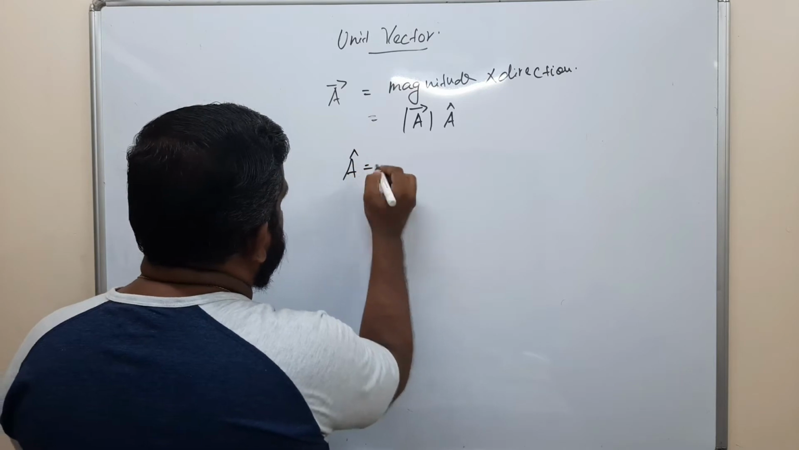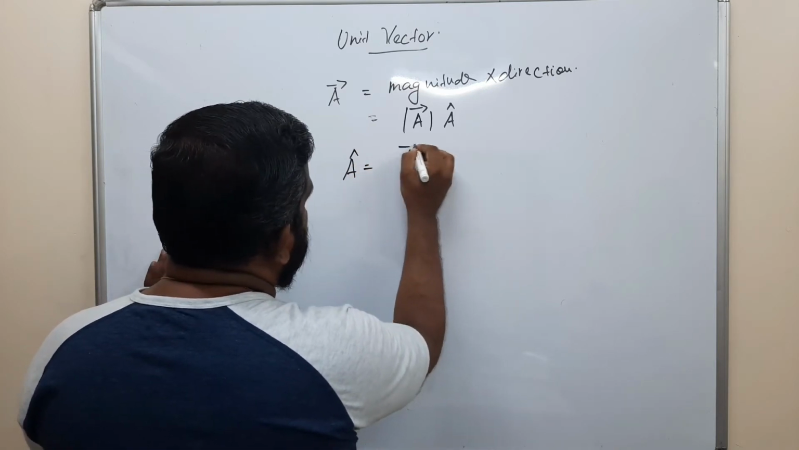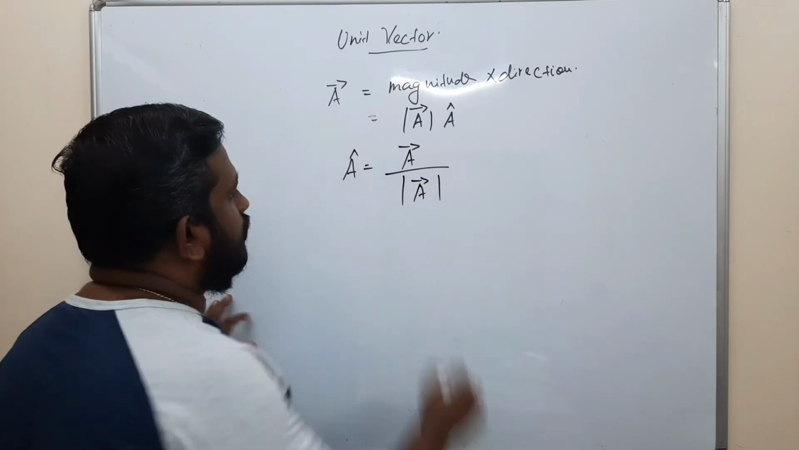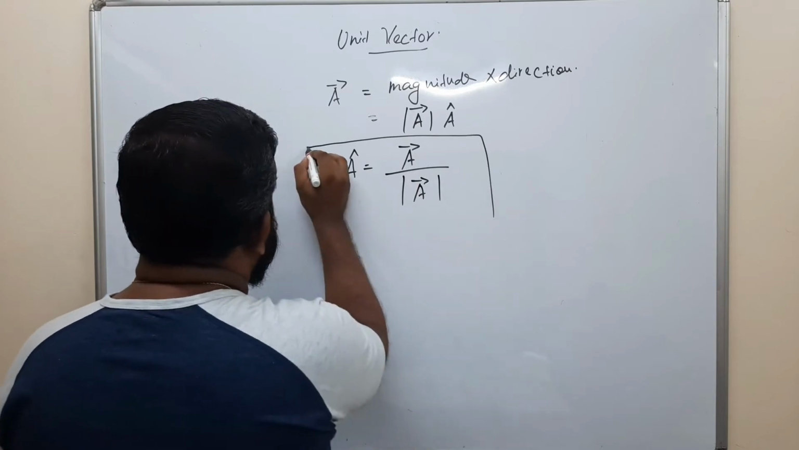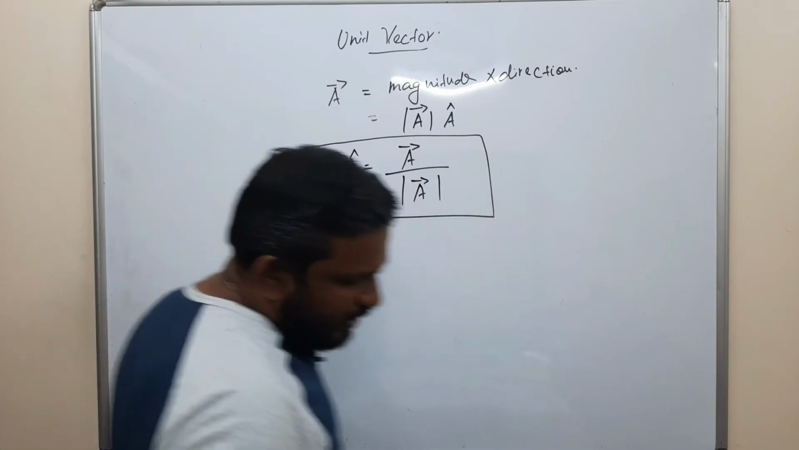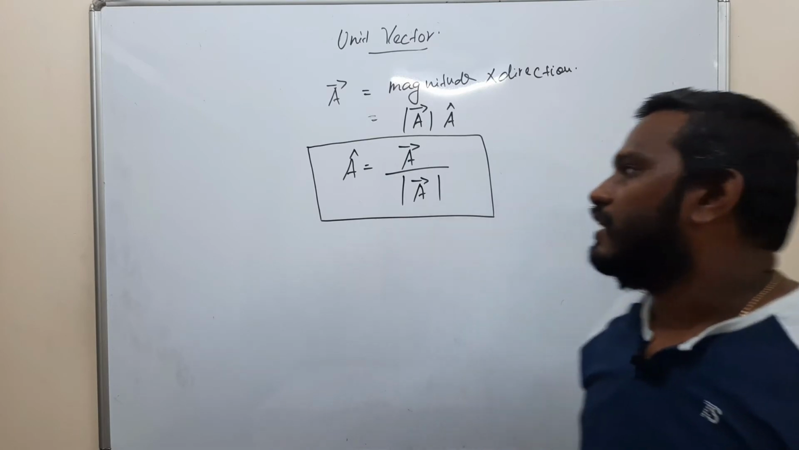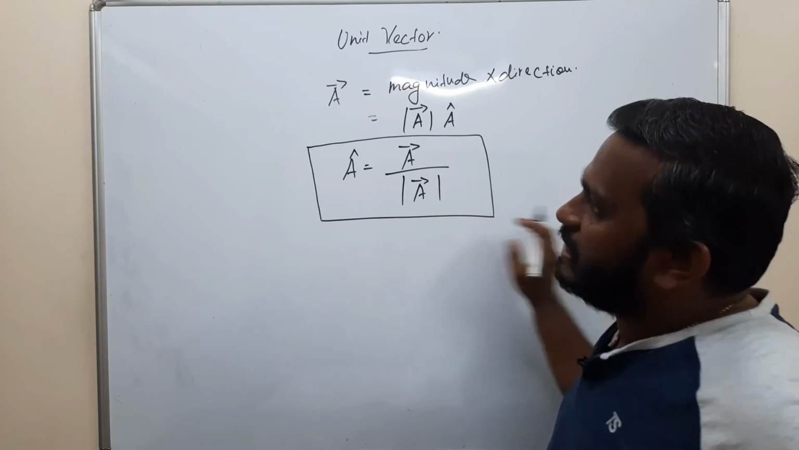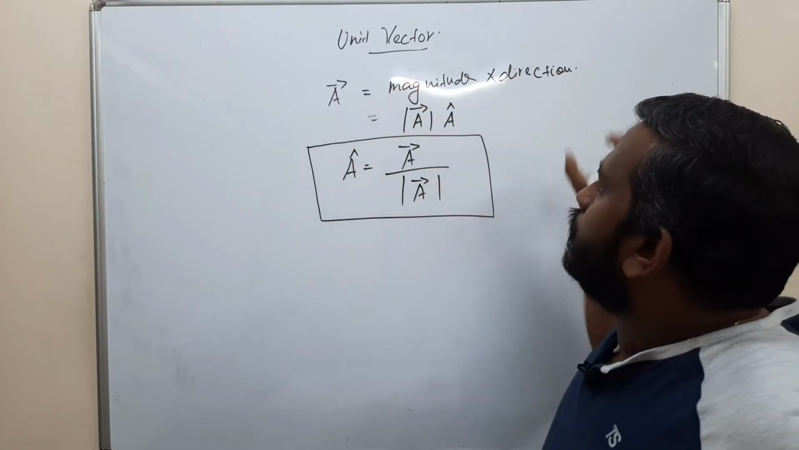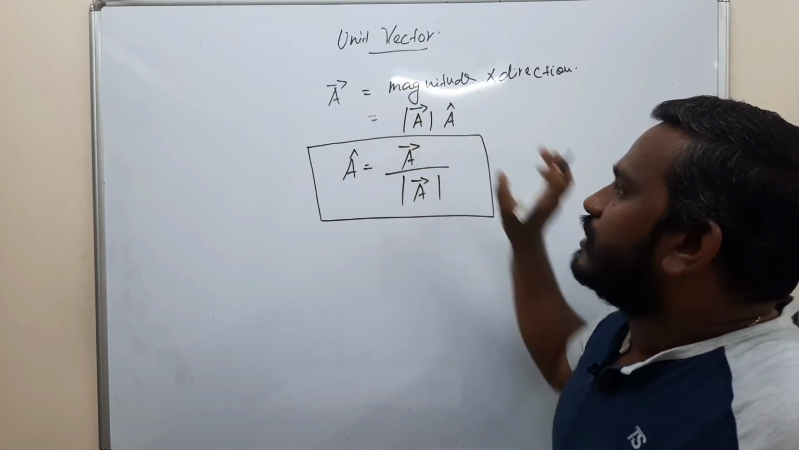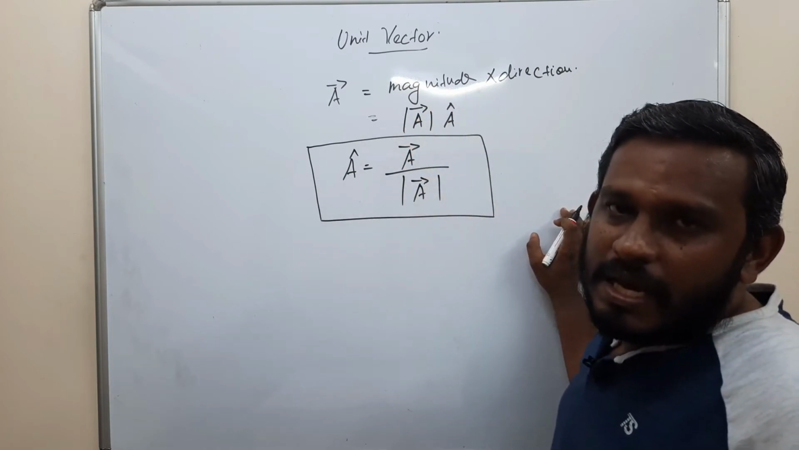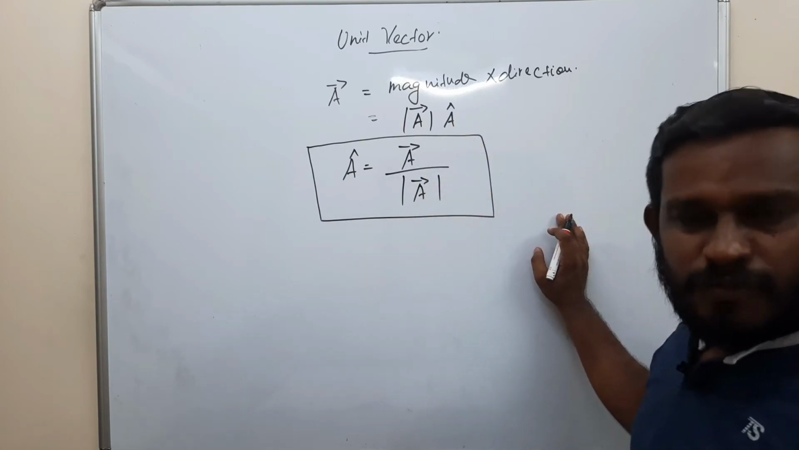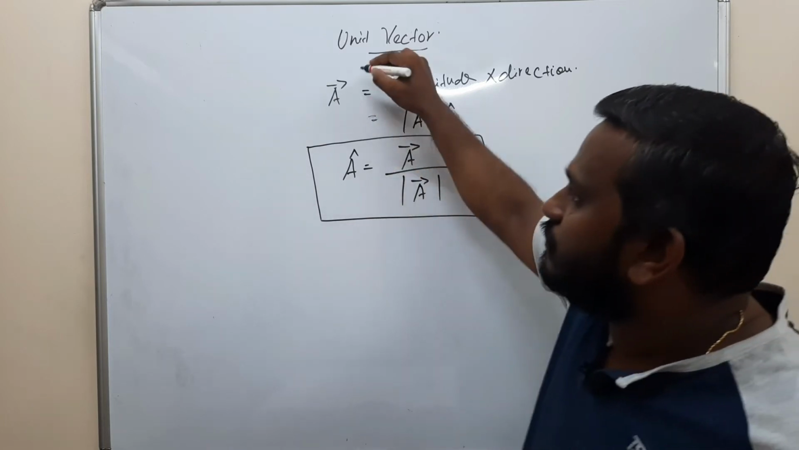So what is the unit vector? A cap is equal to vector A divided by modulus of vector A. This is the formula used to find the unit vector. Understand that a vector is nothing but magnitude into direction. Magnitude means modulus of A, that is mod A gives the magnitude of that vector, into A cap. A cap is the unit vector, which is of unit magnitude and acts in the direction of this vector.